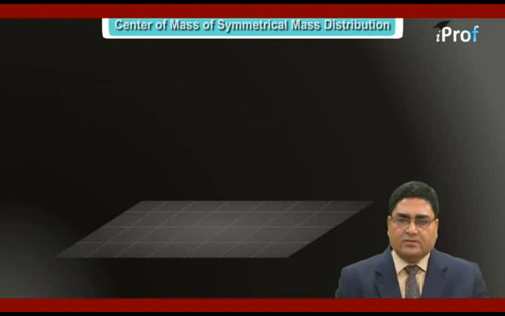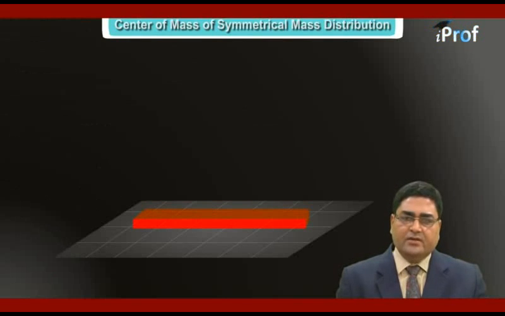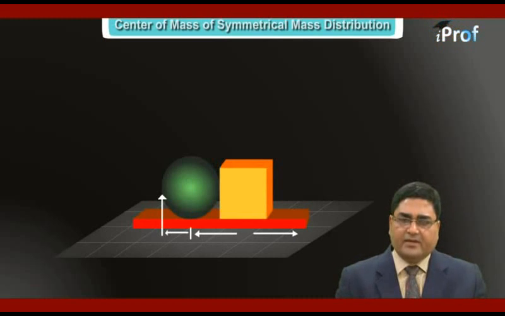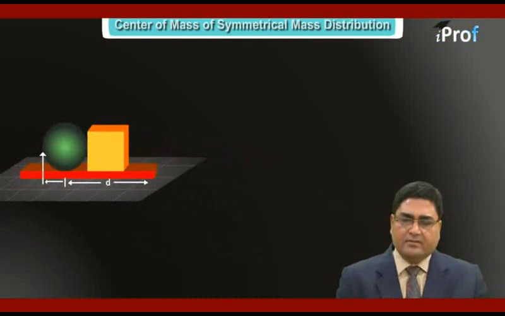Since the center of mass of a symmetrical mass distribution system is located at its center of symmetry, the center of mass of a circular disc will be at its center of symmetry, and the center of mass of a square plate will also be at its center of symmetry. Now first write the masses of the circular disc and square plate.